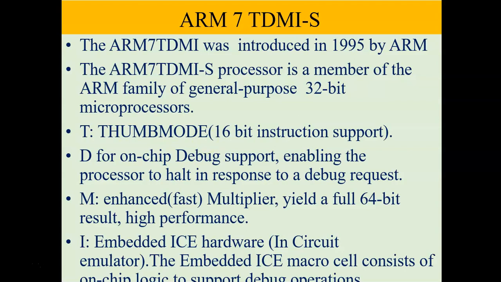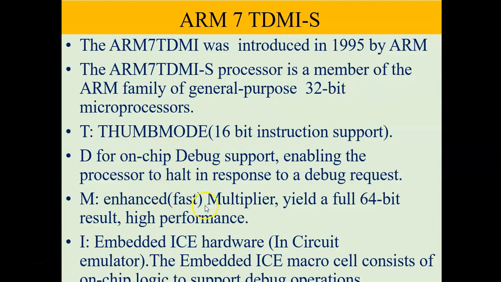To check the errors in a program, we debug it. So on-chip debug support is provided so that the bugs can be eliminated. This is another very important concept. It will enable the processor to halt in response to a debug request. Whenever the user wishes to debug the program, the execution will be stopped. Halt means stopped, and the debug process takes place. This is on chip. That's why D indicates on-chip debug support.